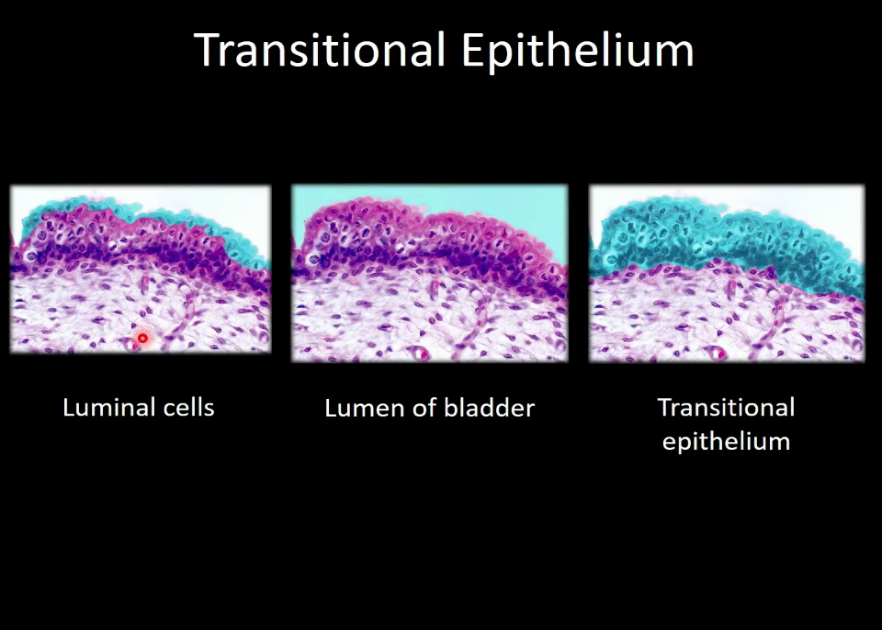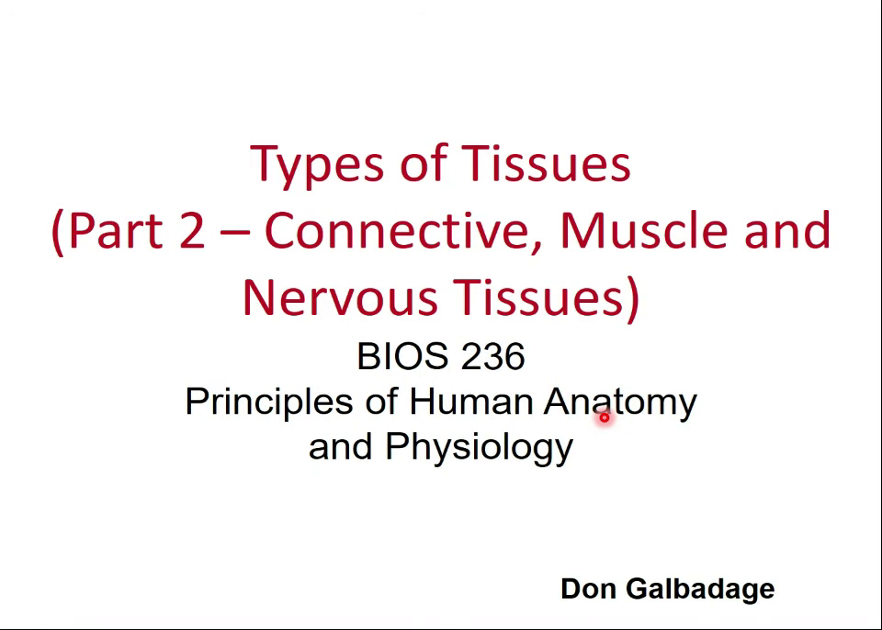And as we can see here, looking at even the surface of the lumen of the bladder, we will see these different cell types, these different layers, these different shapes, and how they can just be stretched to change their shapes. We will continue the rest of the lecture in part 2.